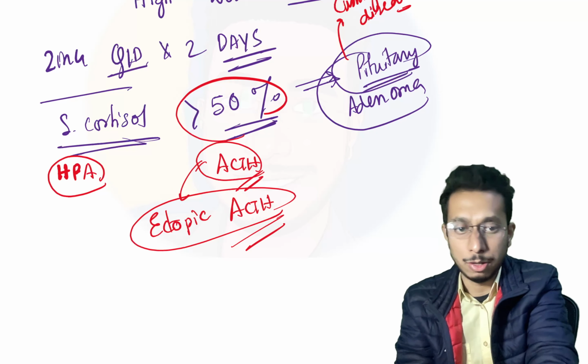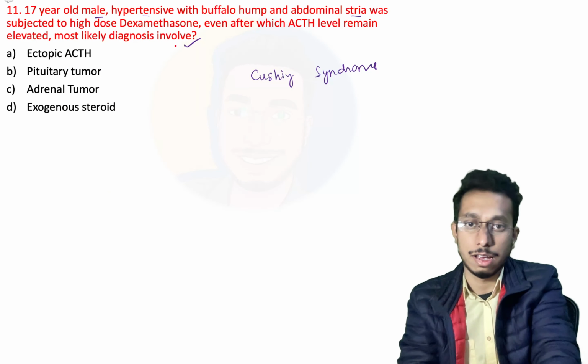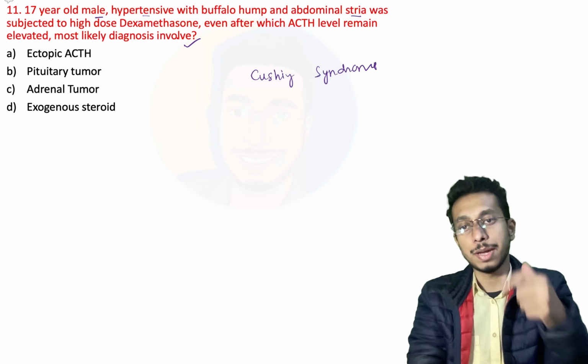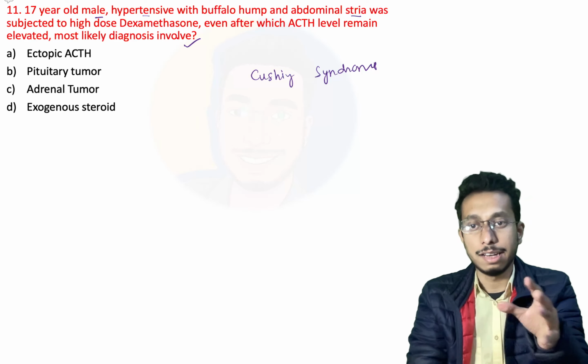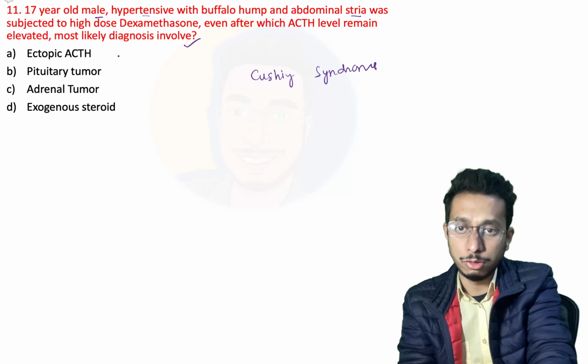Now coming back to the question, if you just again see what they are asking about, the patient was subjected to high dose dexamethasone. So if the patient was subjected to high dose dexamethasone, that means we already know it is something to do with ACTH dependent ones.